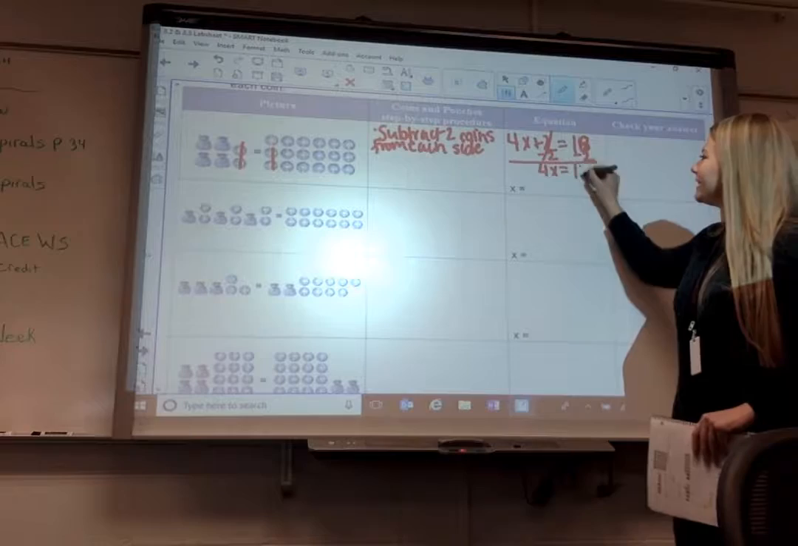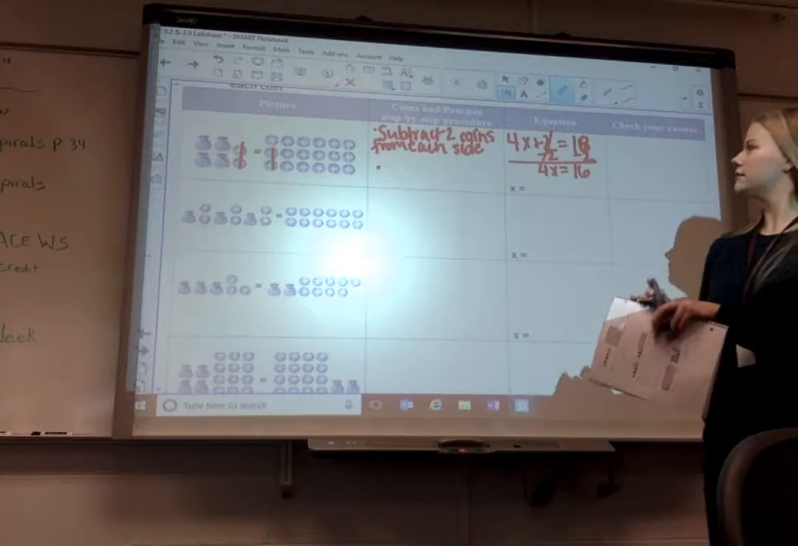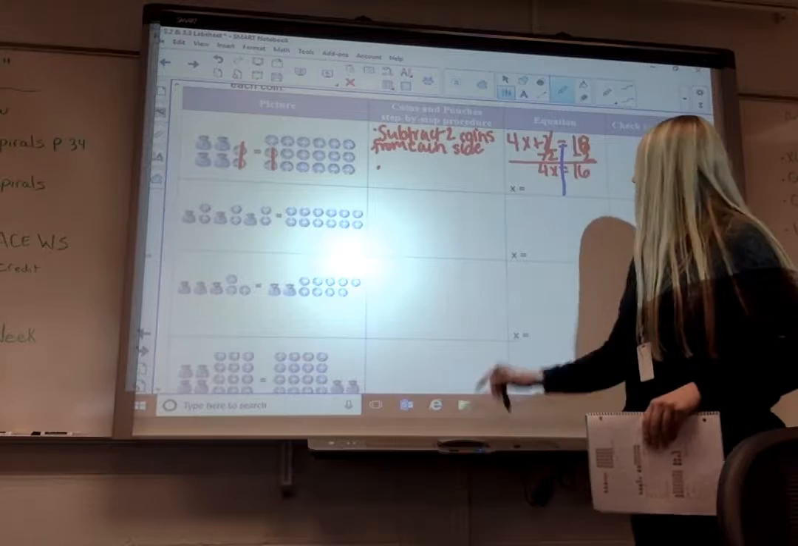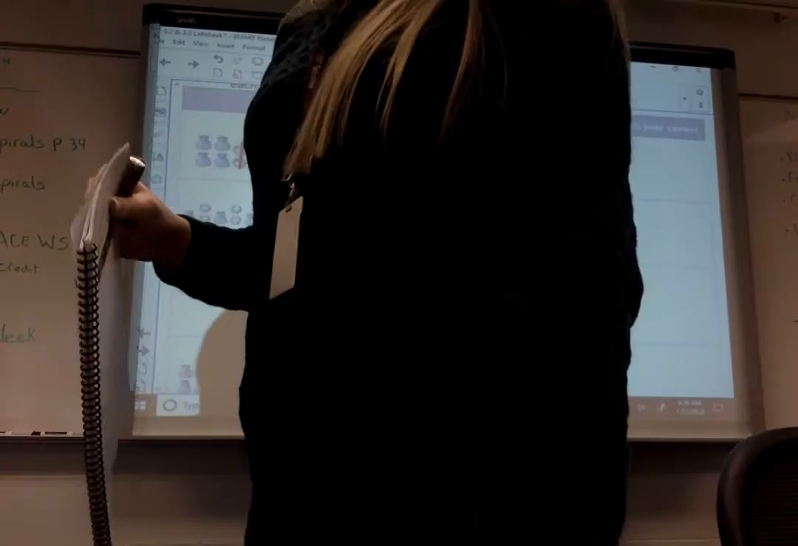Remember how Maddie just said she's going to do it from both sides? So Ms. Perry, could we draw a line down that equal sign, maybe in blue? So whatever Maddie said to do on the left side of that blue line, Maddie's going to do to the right side of the equation. So make sure you have that blue line. Obviously yours isn't going to be blue.